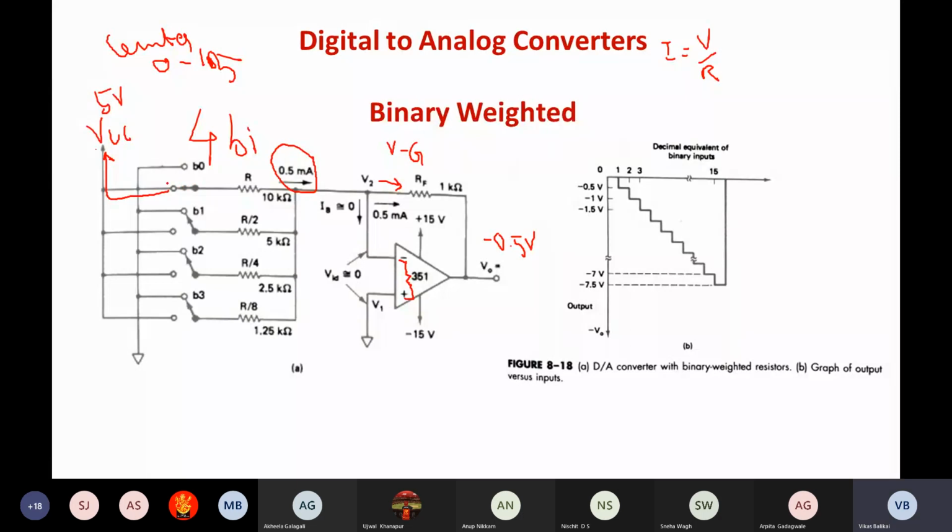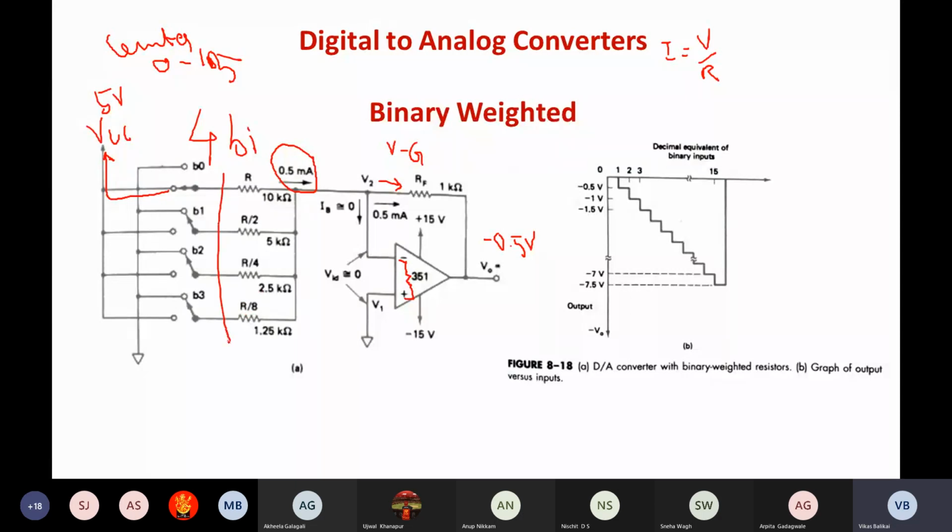Now this is what is going to happen when one of the switches is connected to plus VCC, or plus 5 volt. And the same case applies over here if B1 is connected to plus VCC. Here the resistance value I have taken as exactly half of the previous resistance, that is 5K. And the third resistance I have taken as half of the second resistance, that is R by 2 divided by 2, which becomes R by 4. And the fourth resistance is half of the third, R by 4 divided by 2, which makes R by 8.